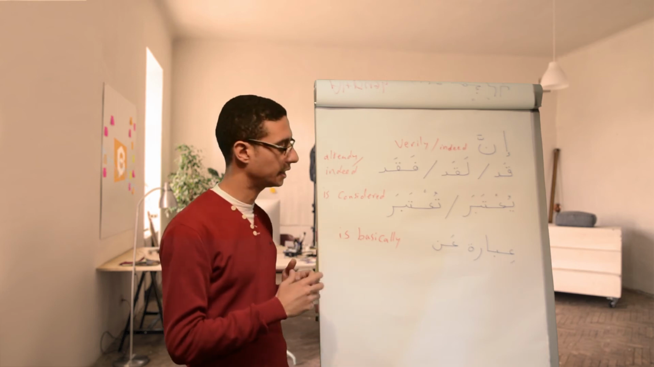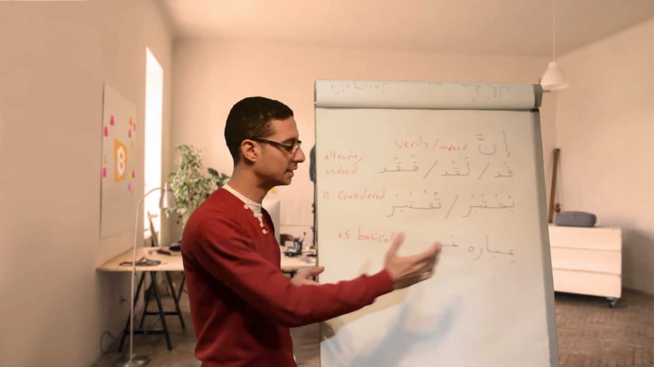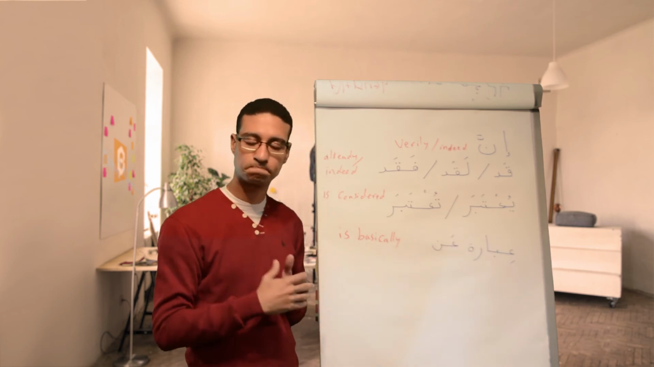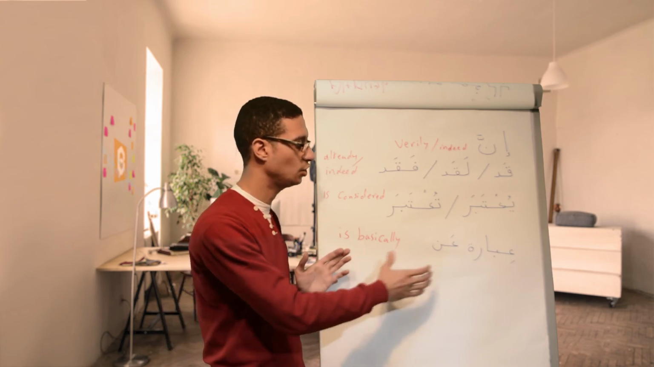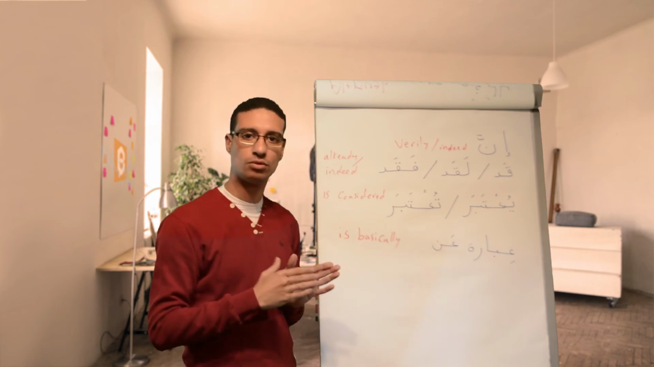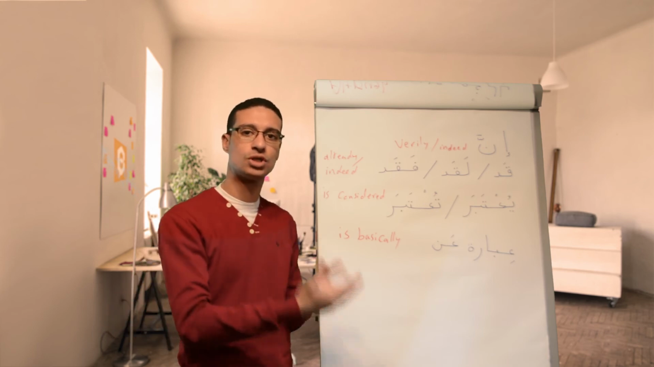The last expression today is عبارة عن. عبارة عن doesn't have an equivalent in English. However, it's used when you tell the definition, or when you define something, when you introduce something.